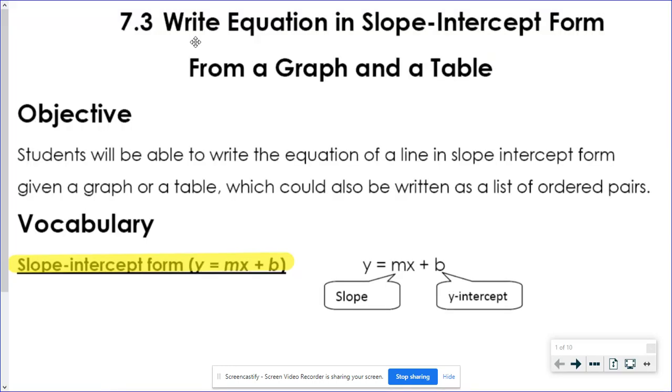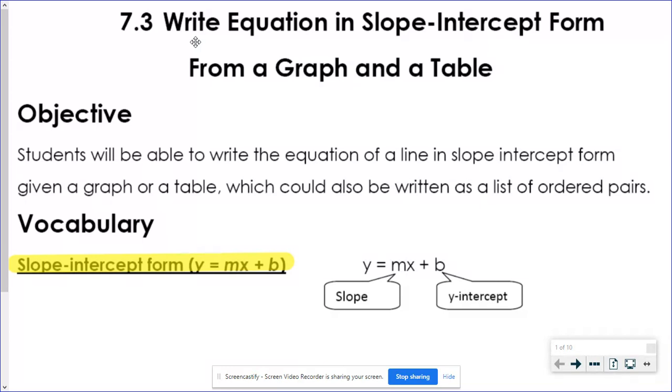Math students, today we are going to start writing equations. Instead of graphing the equations given different information, we're going to be writing equations. So we're taking a look at going from a graph today and writing the equation from that, which is kind of backwards from what we've been doing, or taking a table of values, which we've also used for graphing.